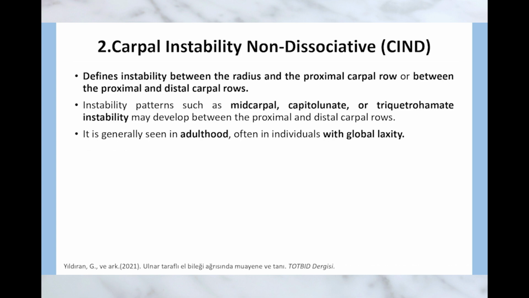Now, what about the non-dissociative, the CIND? How's that different? So in CIND, the instability is happening between the rows. So between the proximal and distal rows, or even between the radius, the forearm bone, and the proximal row. Our sources list a few types: midcarpal instability, that's between the two rows; capitolunate instability, between the capitate and lunate; and then triquetrohamate, which is between the triquetrum and hamate.